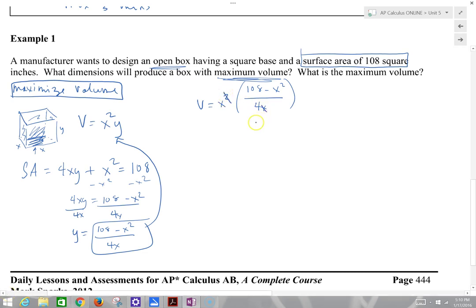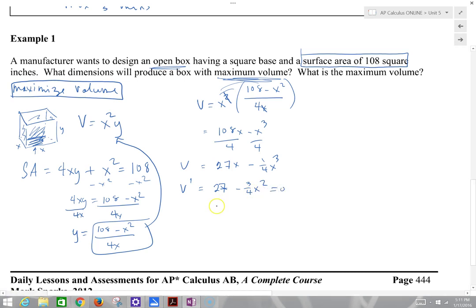Let's get rid of that, and then distribute. So we're going to have 108x minus x cubed, over 4, which is 27x minus 1/4 x cubed. And this is volume, so we need to find v prime. Because if the derivative is equal to 0, that's where our potential max and mins are. Set that equal to 0.